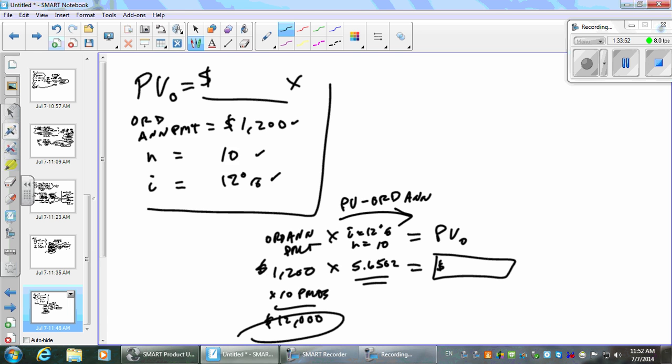All right. So 1,200 times 5.6502 is what? How much is this worth? Yeah, it was 6,780 or something like that. Ta-da! See, be able to do it both ways. Then you can go ahead and use your calculator, but then you know if the answer is about right or not. Does it make sense?